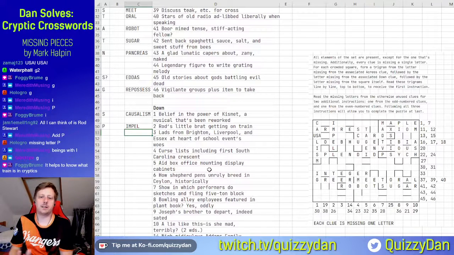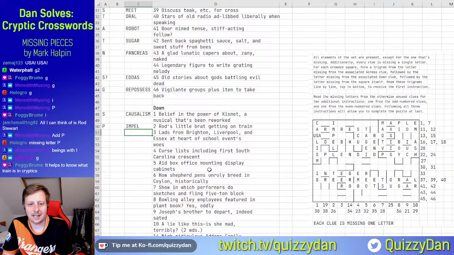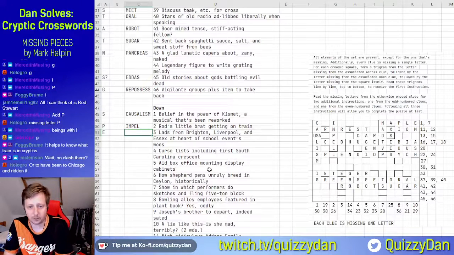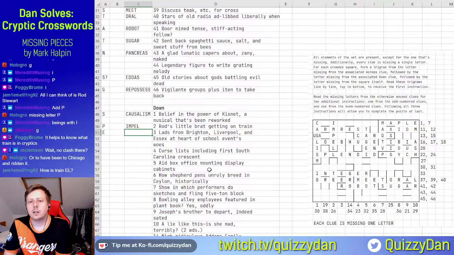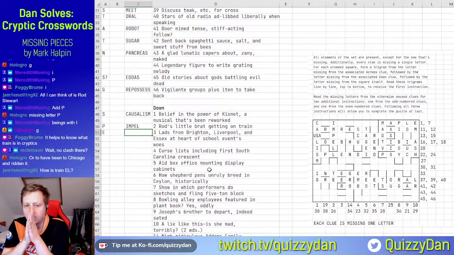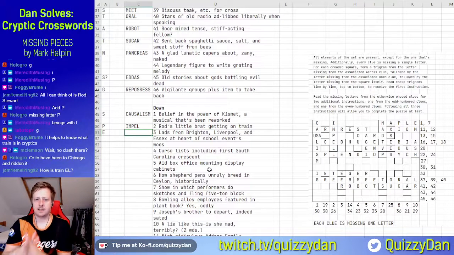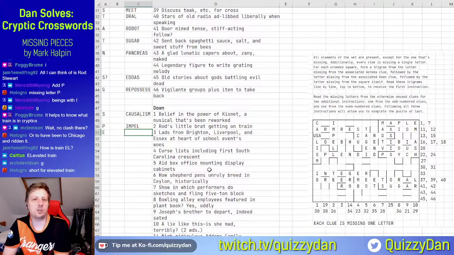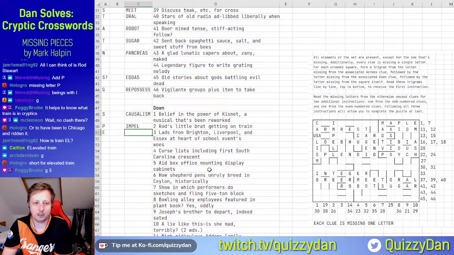Lads from Brighton, Liverpool and Essex at heart of school events woes. Okay, that's going to be the leads from Brighton, Liverpool and Essex. That's BLE. At heart of school event. Is that going to be PTA? No. So train is EL because it stands for the elevated train, which is in Chicago. It's known as the L.